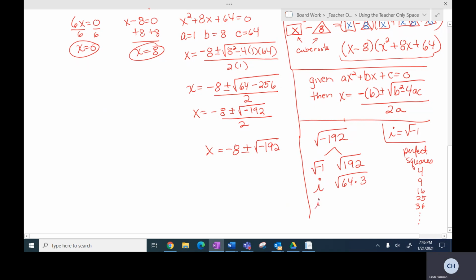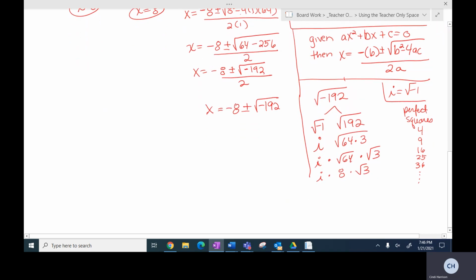So I'm going to keep on breaking this down. So I have i times the square root of 64 times the square root of 3, and then the square root of 64 is 8, and the square root of 3 cannot be simplified, so I have 8i times the square root of 3. So when I rewrote this, I got interrupted and didn't write down the 2, but make sure you put the 2 on the bottom. And now I'm ready to simplify that second piece and say plus or minus 8i times the square root of 3, all divided by 2.